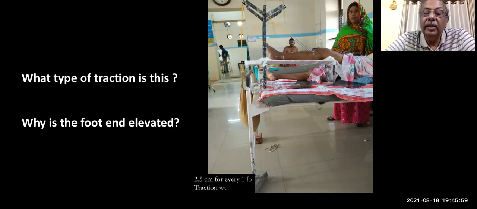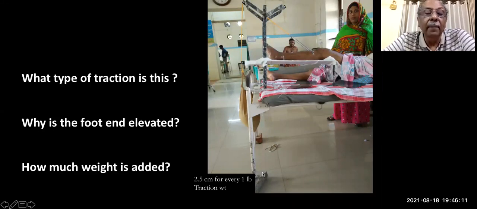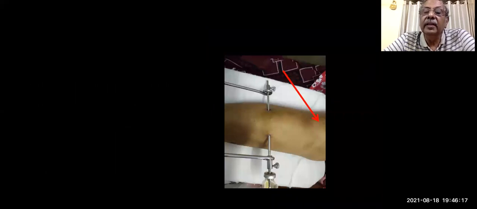How much to be elevated? How much weight is given? 2.5 cm for every 1 lb of the traction weight is the height of this block that is given here. How much weight can be added? It is usually 1/10 of the body weight. These are given in various textbooks.